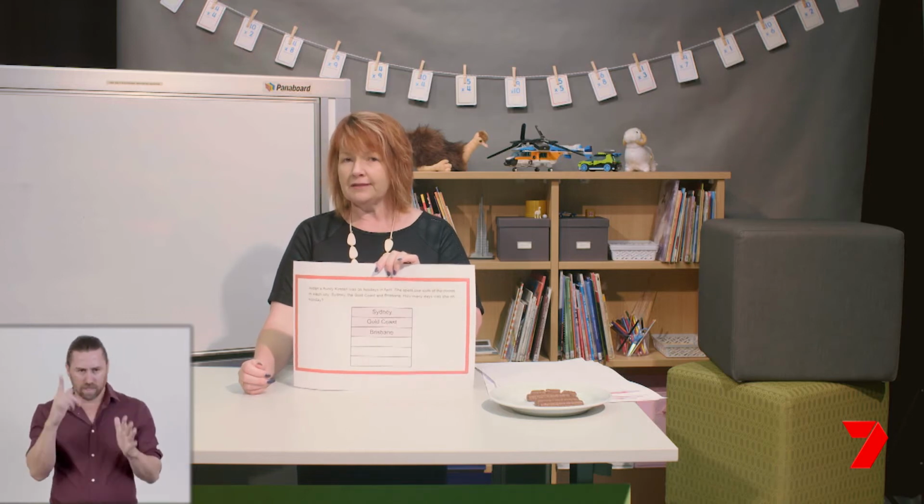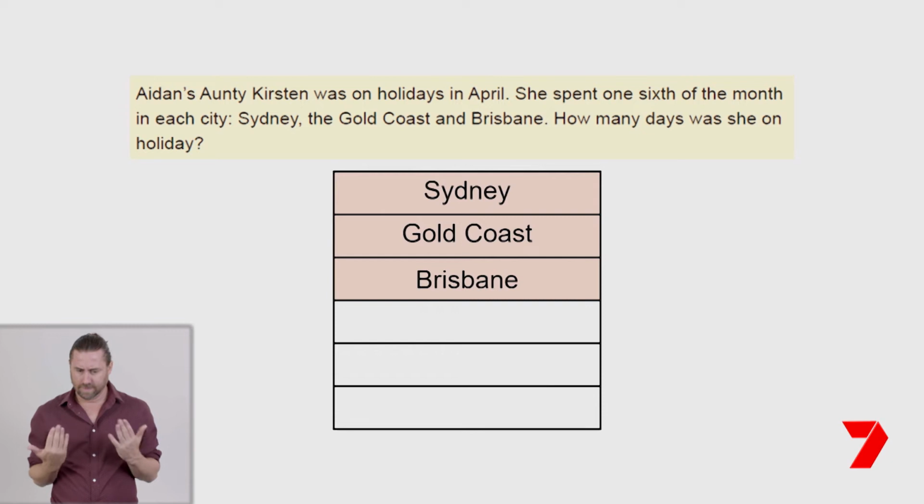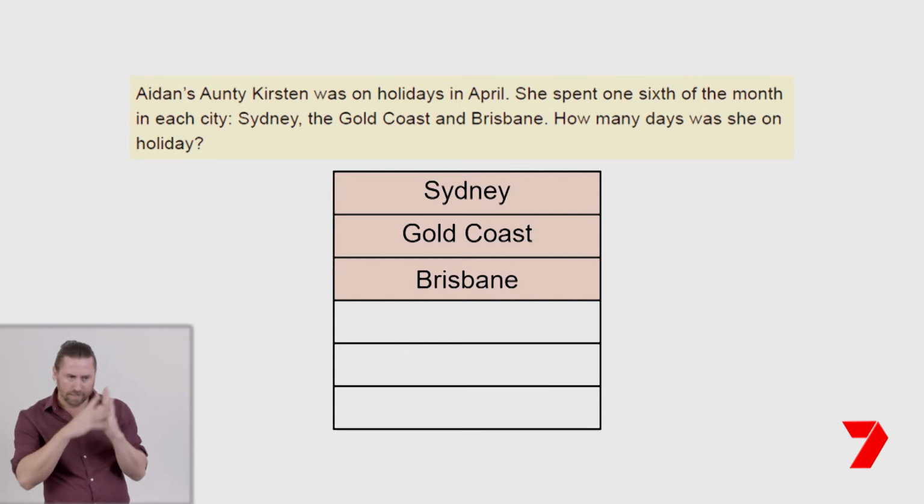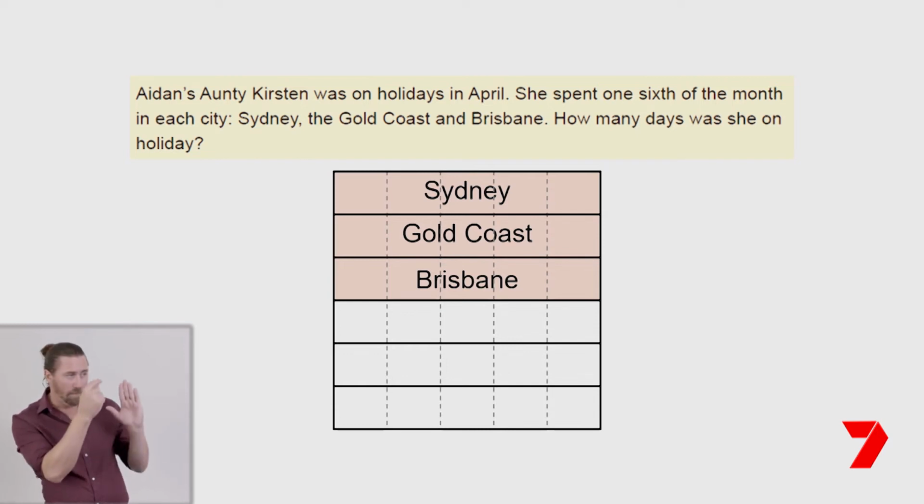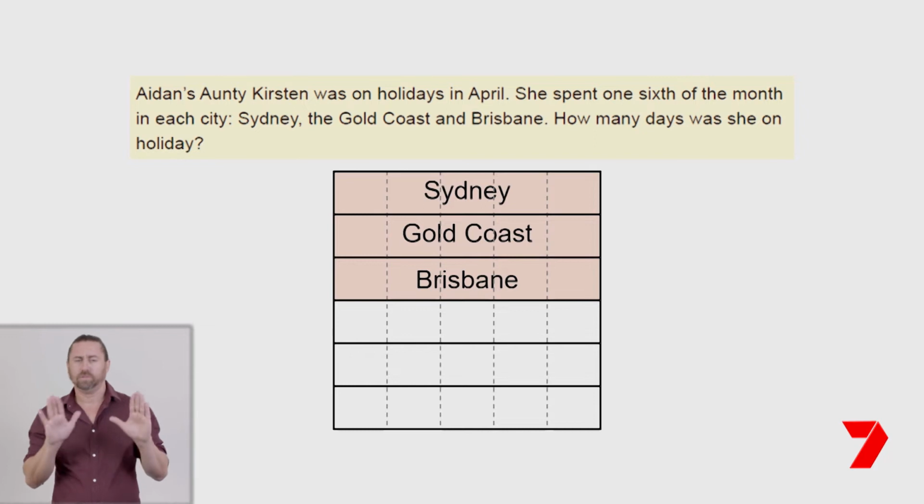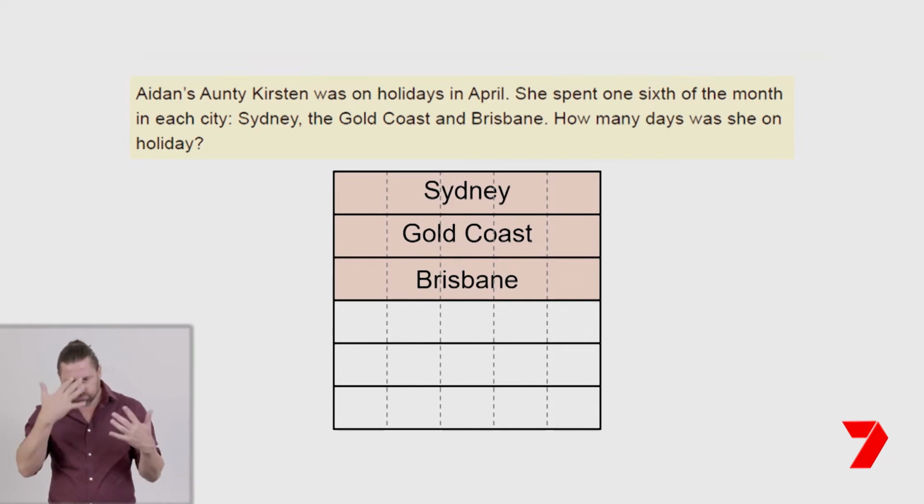I know that April has 30 days, so I'm going to split the whole month into 30 parts. That's what these dotted lines do here. Now I can see that she was on holiday for 15 days. Phew, that was a tough one.